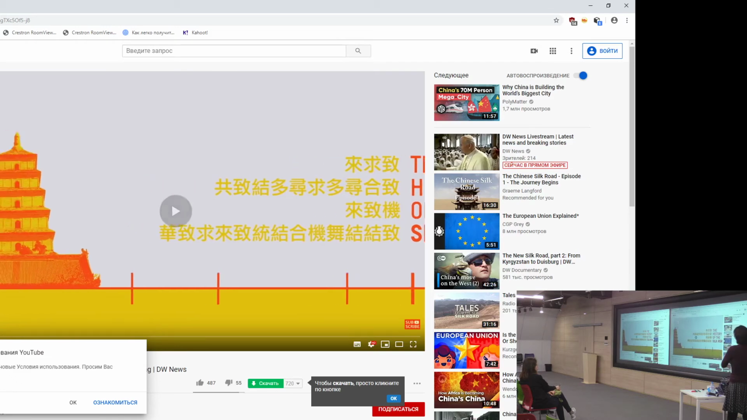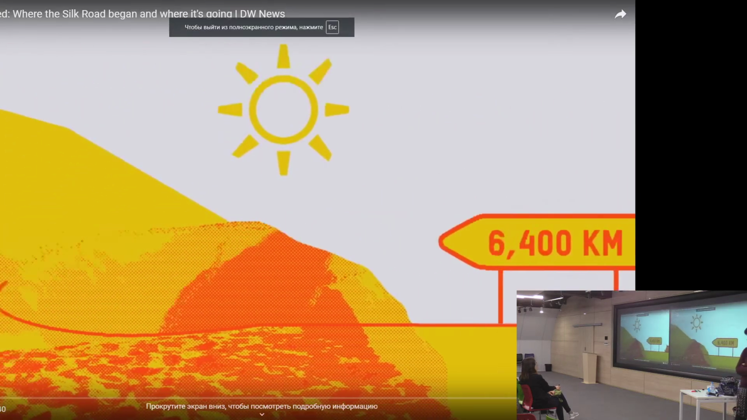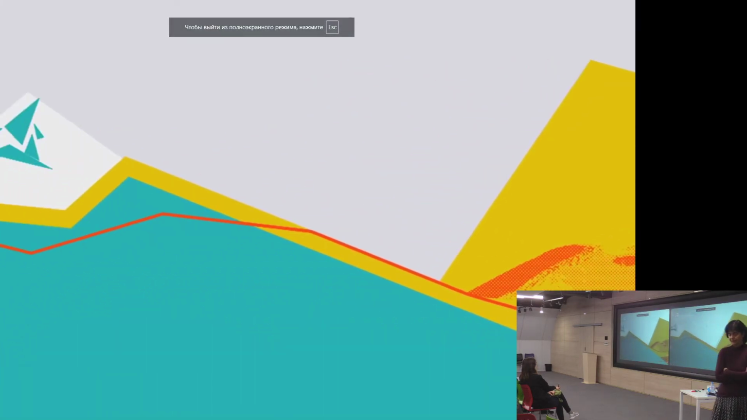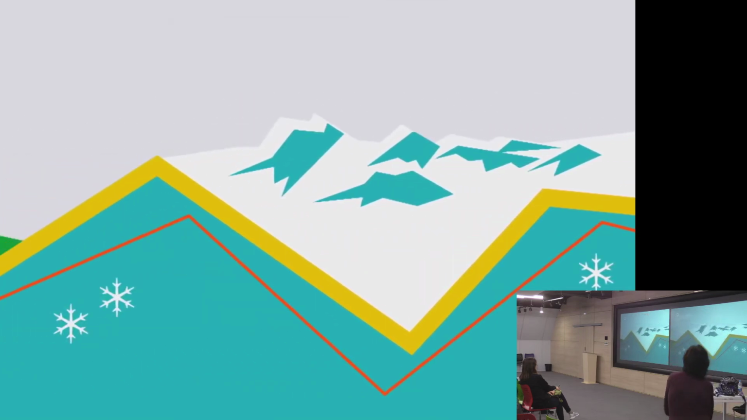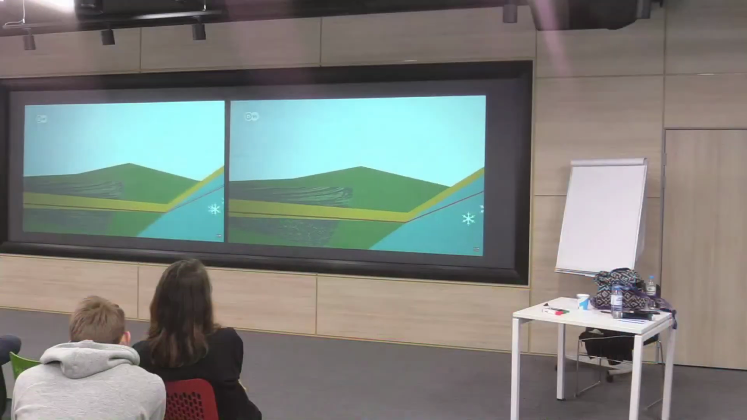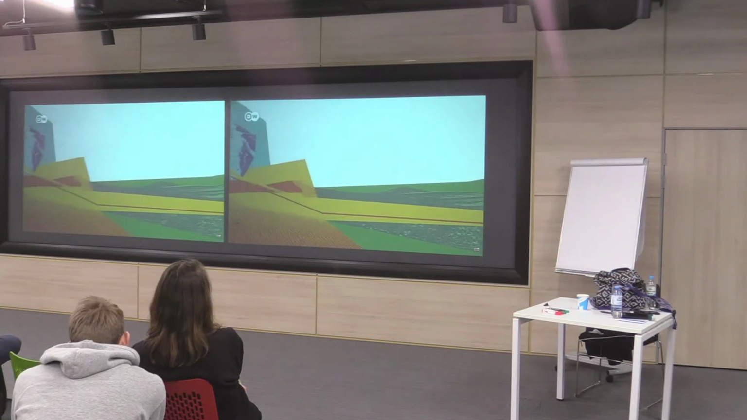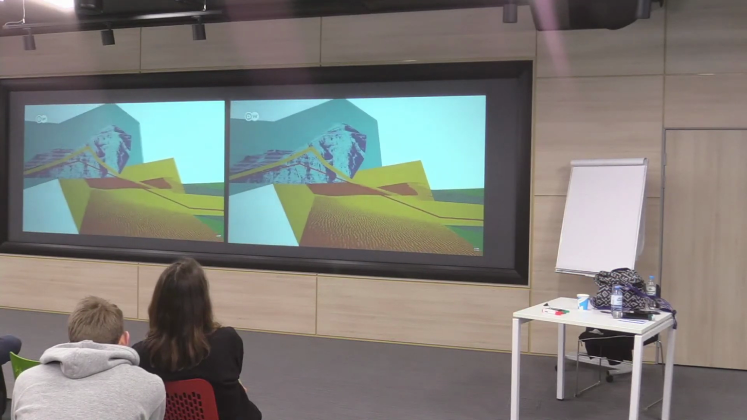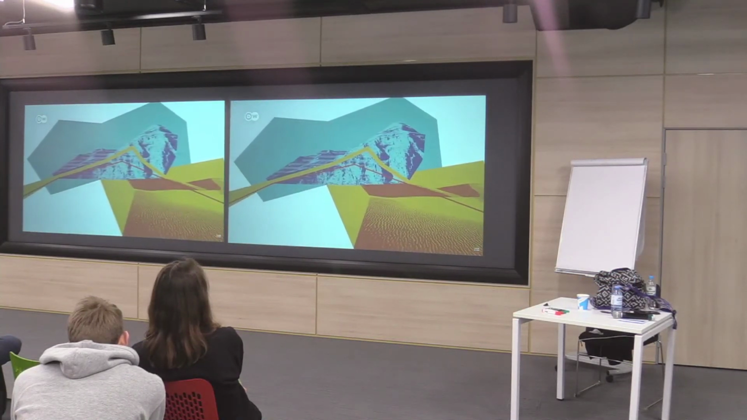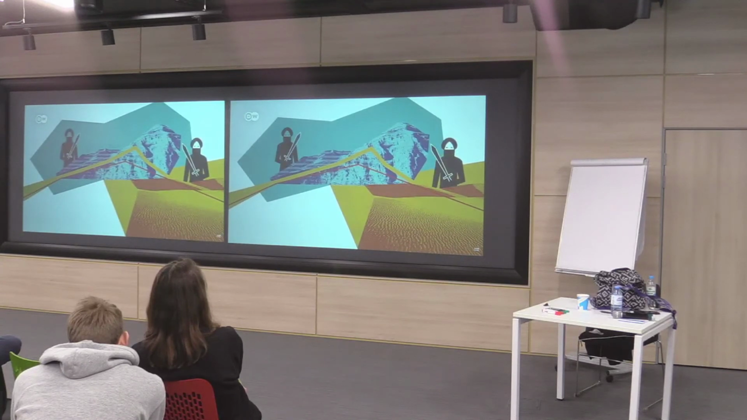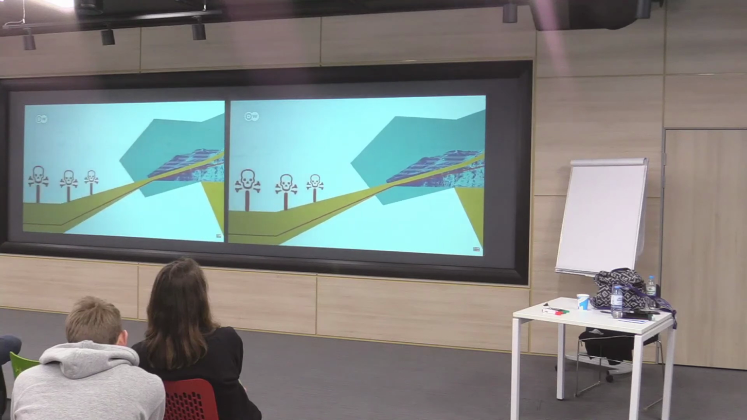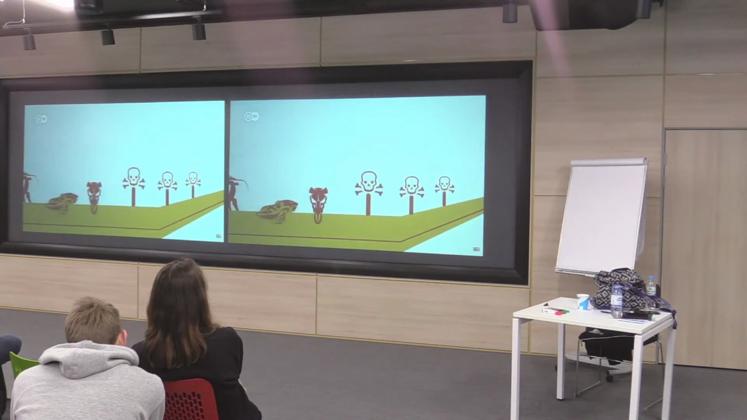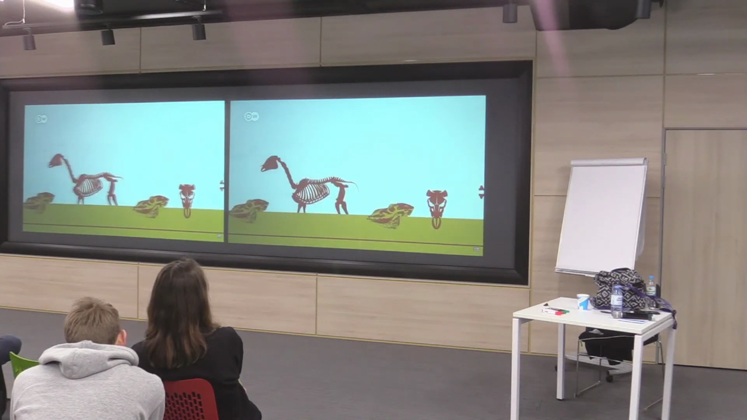A brief history of the Silk Road. 6,400 kilometers, searing 50 degrees Celsius heat, bitter cold of 40 below, across steppes, deserts, high mountains, with the constant threat of armed bandits. The Silk Road, a perilous challenge. The bones of pack animals litter the way as if in warning.